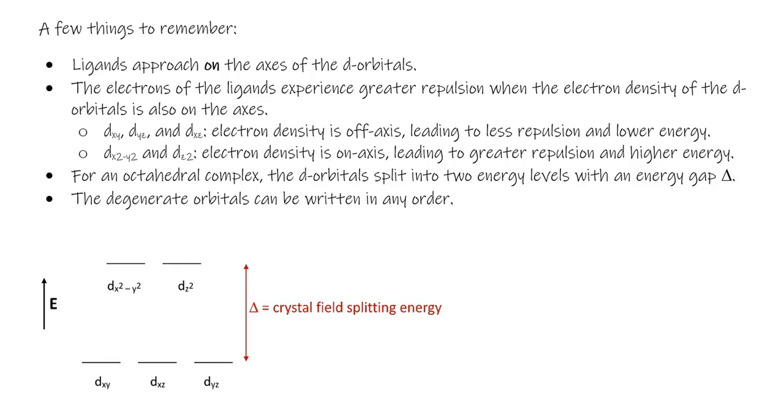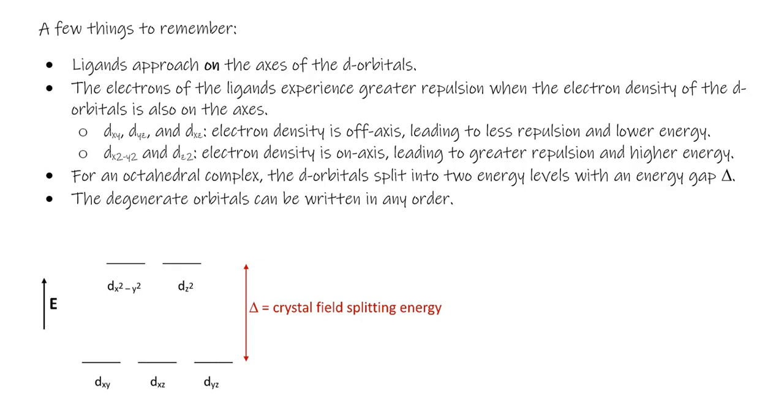What happens is that the d-orbitals will split into two energy levels, with the dx squared minus y squared and dz squared orbitals higher in energy than the dxy, dyz, and dxz. The energy gap between these two sets of orbitals is called the crystal field splitting energy, and we note that as delta. This specific splitting pattern corresponds to an octahedral complex. There are different splitting patterns for the other geometries, and we will not cover them in this class.